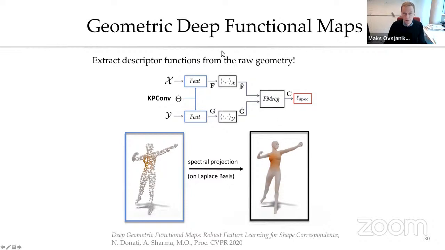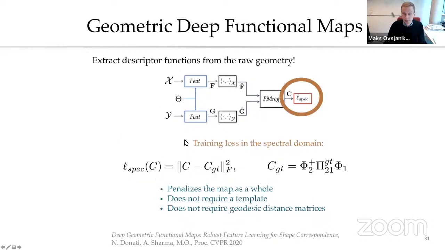So the main goal is to extract descriptor functions from the raw geometry. And in this work, we used a training loss in the spectral domain. This training loss was very simple, taking a functional map and comparing it to the ground truth functional map. And what is the ground truth functional map? It is just the ground truth point-to-point map projected onto the spectral basis.